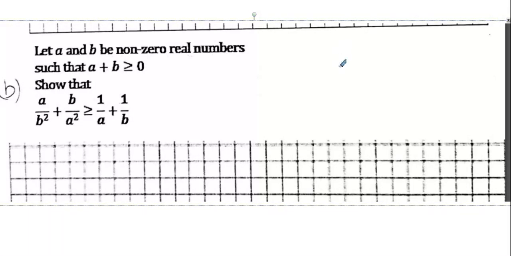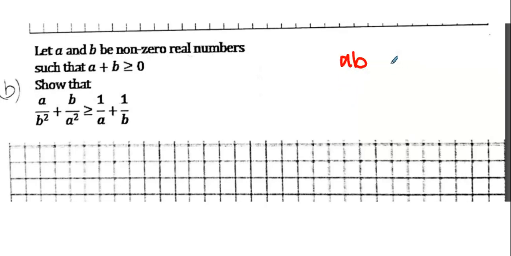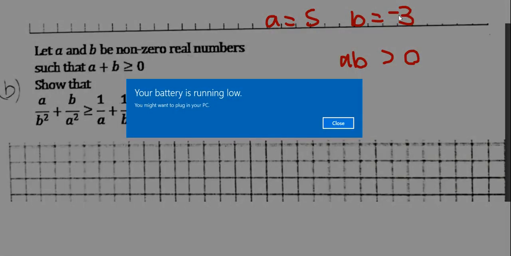Now, the rule is that I don't know if a multiplied by b is positive or negative, do I? So I could give you a classic example. a could be 5 and b could be minus 3. And if you multiply one side by ab, you could actually be multiplying it by a negative number, couldn't you? So you have to be careful about stuff like that.